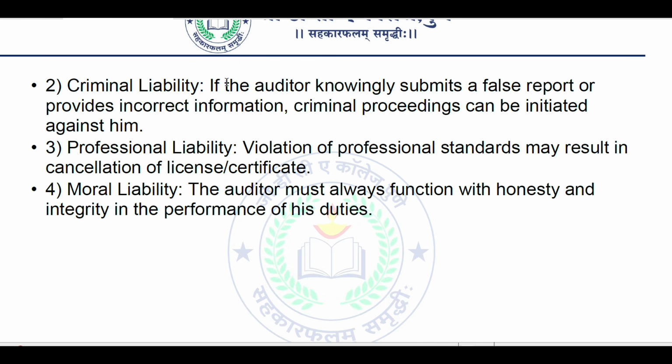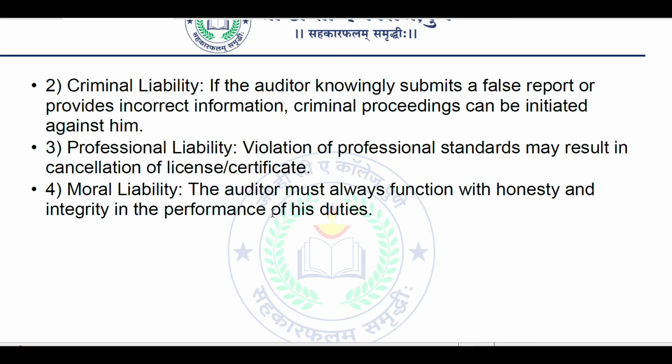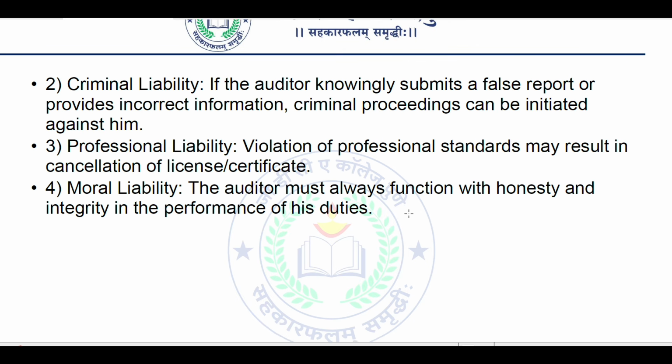2, criminal liability. If the auditor knowingly submits false reports or provides incorrect information, criminal proceedings can be initiated against him. Number 3, professional liability. Violation of professional standards may result in the cancellation of license. Moral liability. The auditor must always function with honesty and integrity in the performance of his duties.